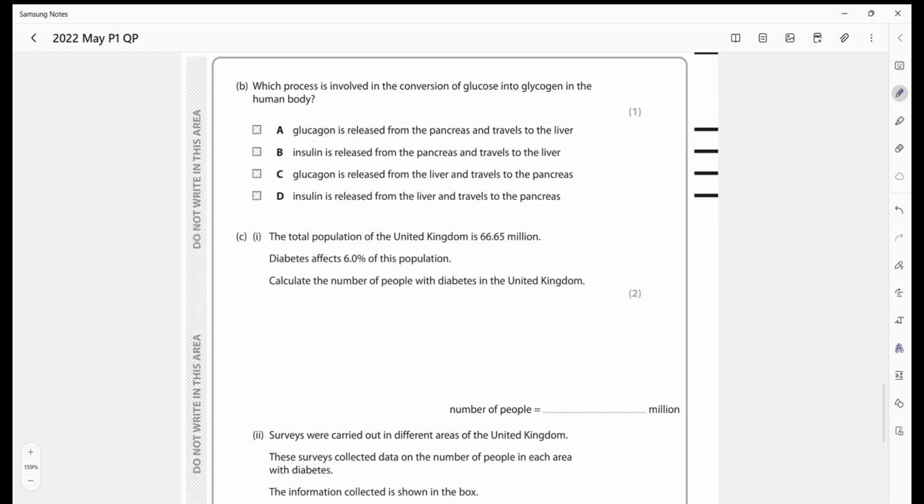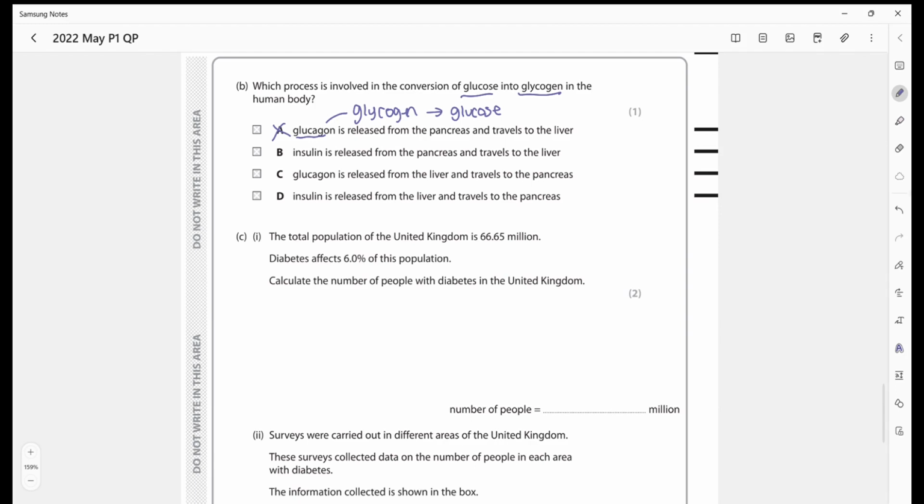Okay. Let's move on to part B. Which process is involved in the conversion of glucose to glycogen? So glucose is a monosaccharide, glycogen is a polysaccharide. All right, so let's look at each of the statements one by one. Glucagon is released from the pancreas and travels to the liver. Glucagon is a hormone that is released from the pancreas. However, it causes glycogen to be converted to glucose. So therefore it's not A.